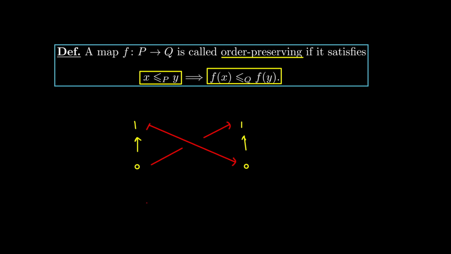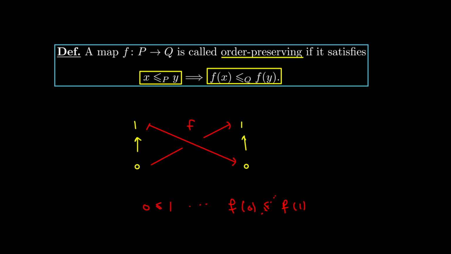So just to be clear, what I have is that 0 is less than 1, but I do not have that when I map across, if this was f, that f of 0 is less than f of 1, sorry. So because I don't have this, this map is not order preserving.